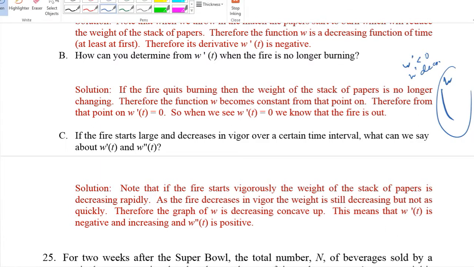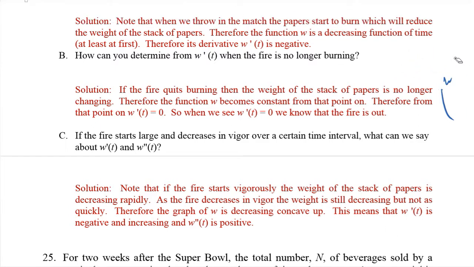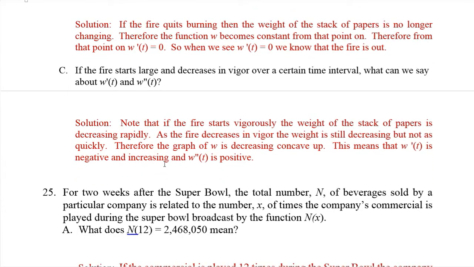Now let's try a completely different scenario. As of my recording this, the Super Bowl has just happened, and they have a lot of commercials at the Super Bowl. So suppose that for 2 weeks after the Super Bowl, the total number N of beverages sold by a particular company is related to the number X of times the company's commercial is played during the Super Bowl. What's meant by the function N of X? Or in particular, what is N of 12 equals 2,468,050? What does that mean?